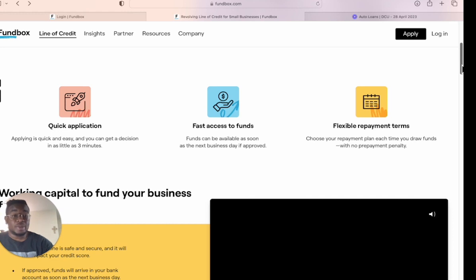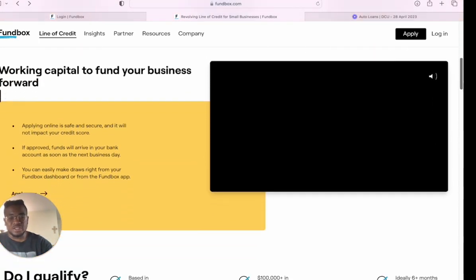So we're going to go into the repayment terms soon. And it says right here they have no prepayment penalty. But I'm going to explain it to y'all because I actually had this line of credit. I'm going to explain a little bit further so y'all can understand it.